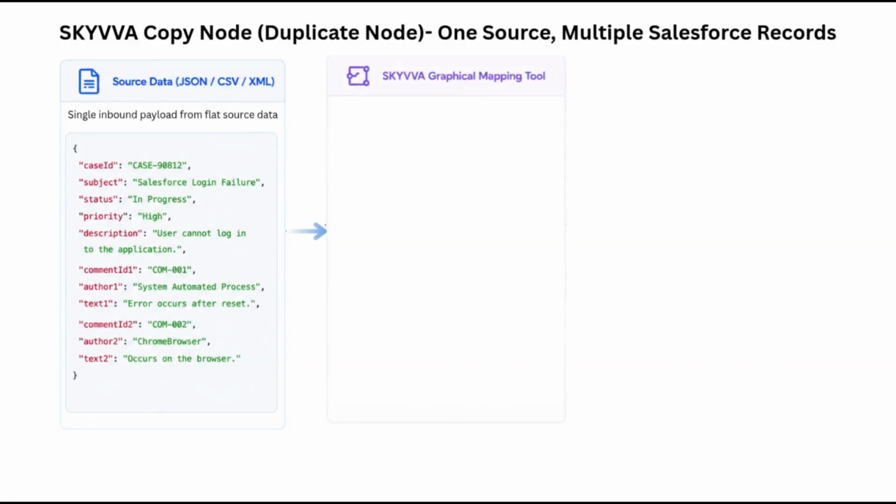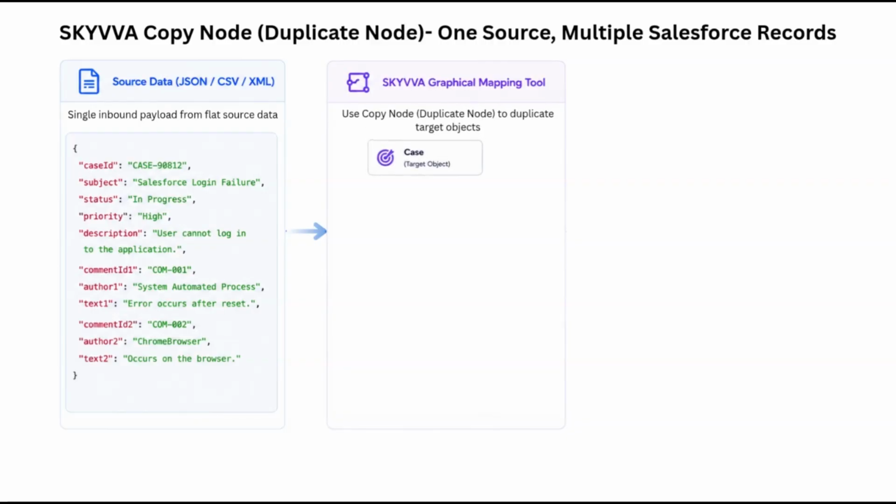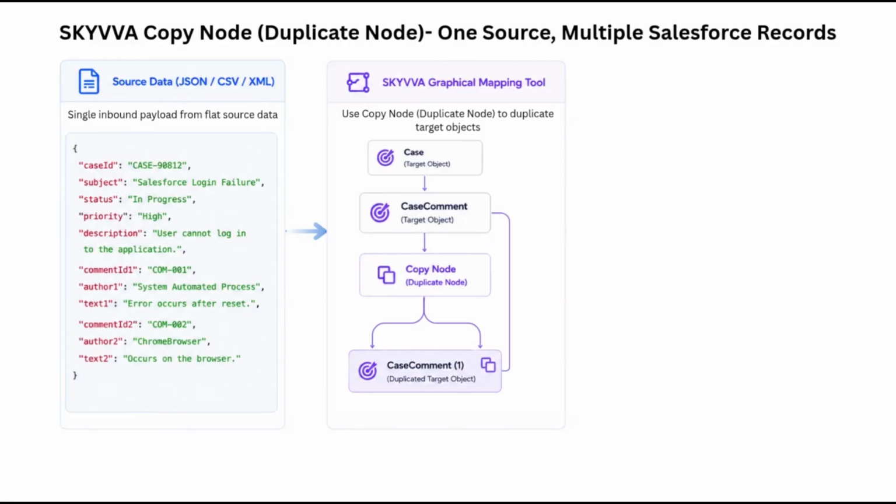In the center, the data enters the Skyvva mapping tool. Normally, one target object creates one Salesforce record. However, by using the copy node or duplicate node feature, we can duplicate the target object node without writing any custom code. As shown here, the original case node is mapped once, while the case comment node is duplicated. Skyvva automatically creates a child interface for each copy node, allowing each duplicate to have its own independent field mappings.